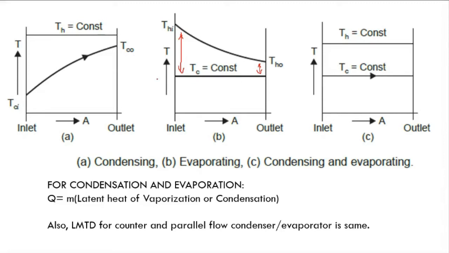The cold fluid is being converted from liquid to vapor. So it will be absorbing some heat and phase change is taking place. So the temperature for the cold fluid remains constant. The hot fluid is giving out heat. So the temperature for the hot fluid will be dropping down continuously. This will be theta 1 value. This will be theta 2 value.